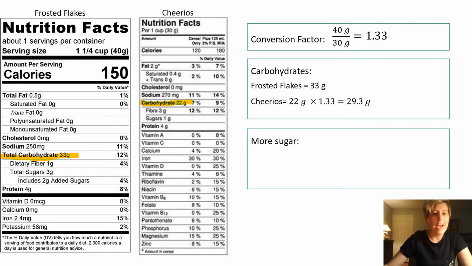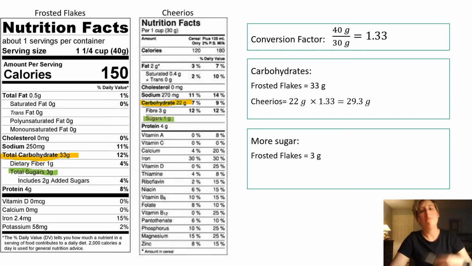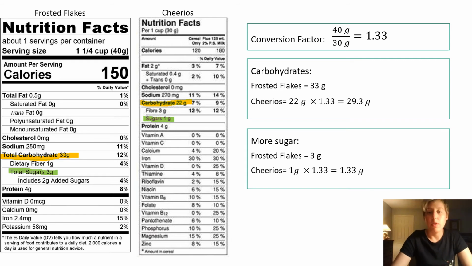Sugar. Now this is where we're going to be looking at our category of total sugar. In Frosted Flakes, our total sugar is 3 grams. And in our Cheerios, our total sugar is 1 gram times our conversion factor of 1.33, which is 1.33 grams.